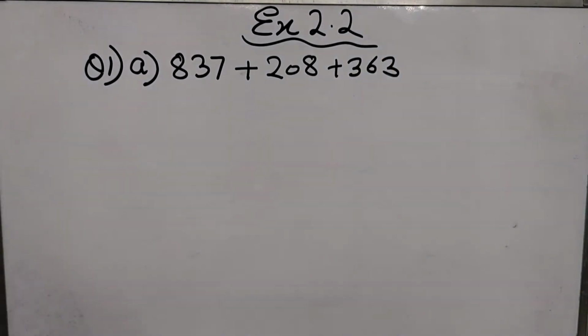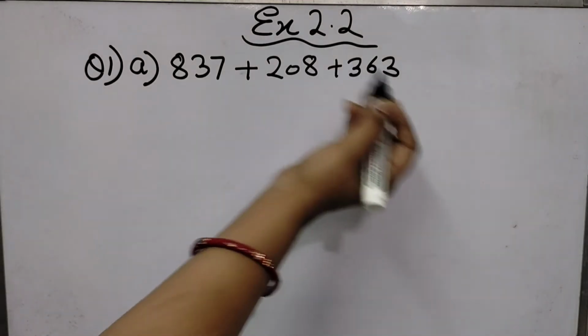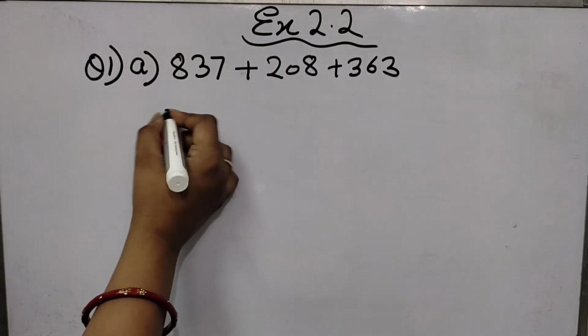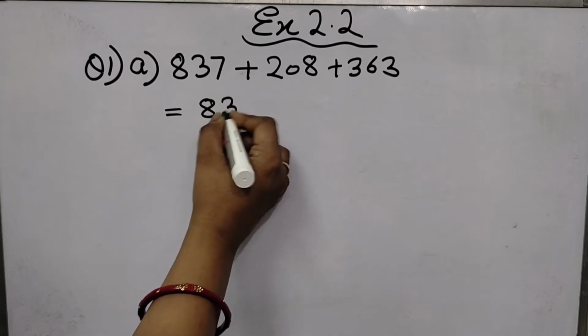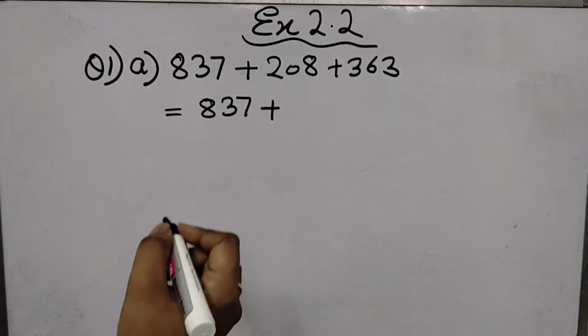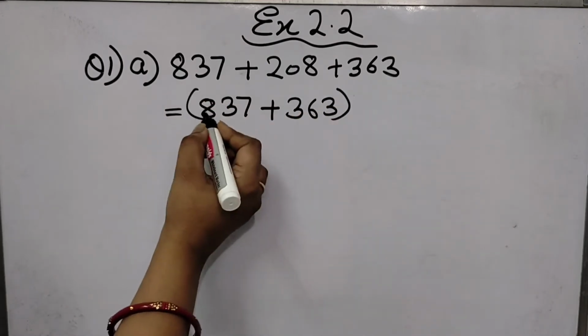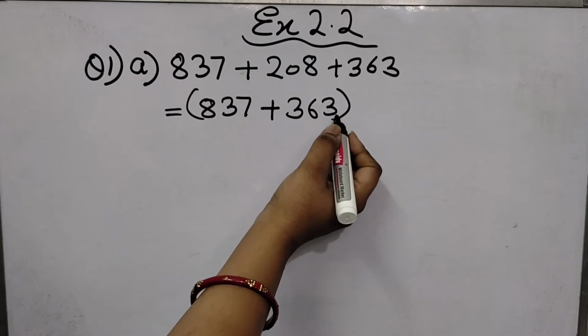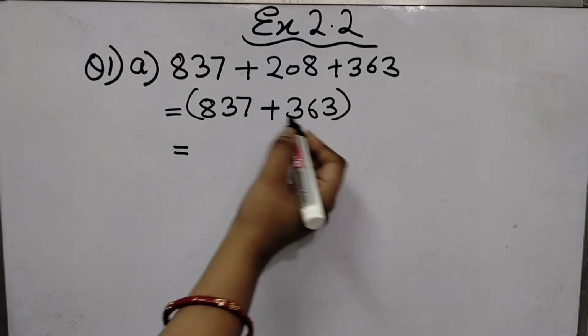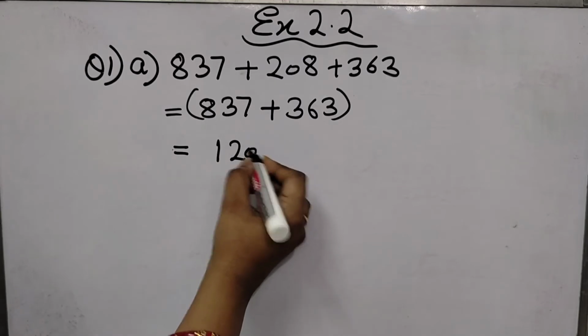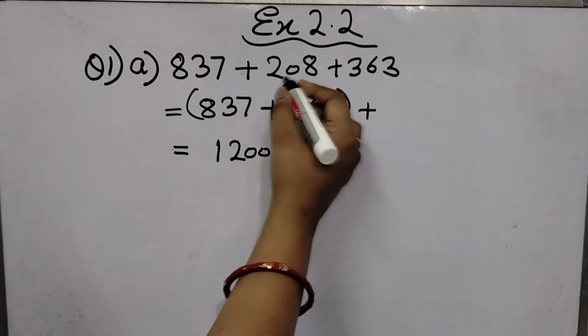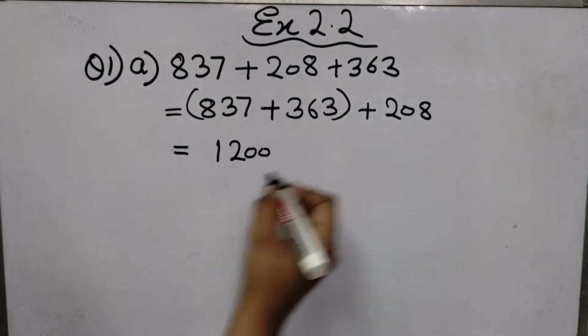So first part is 837 plus 208 plus 363. Now we need to arrange these three numbers in a way that after addition they can have maximum number of zeros. So if I add 837 and 363, the sum of these two numbers is 1200 and we are left with 208. We will write it here.